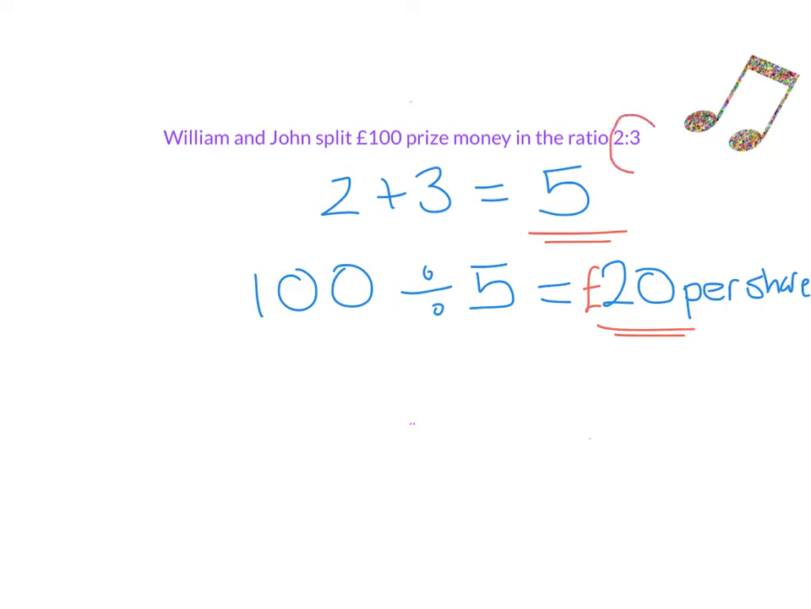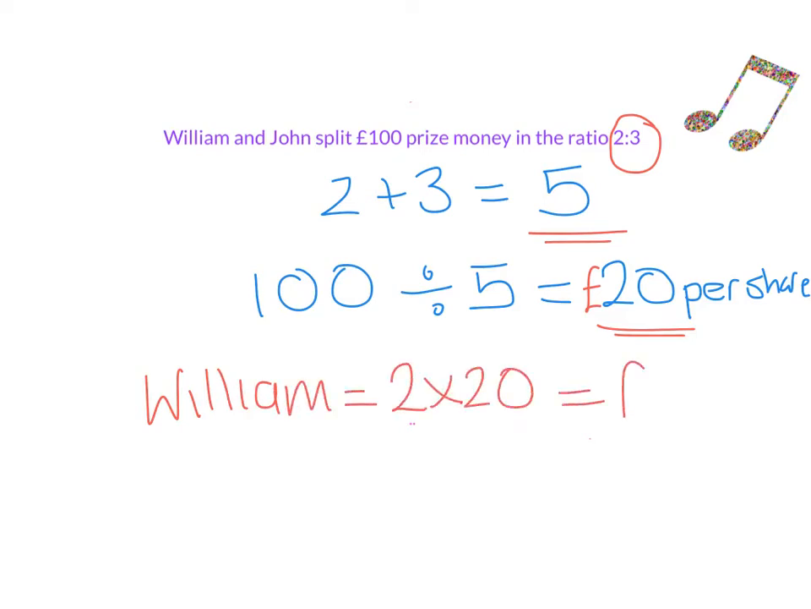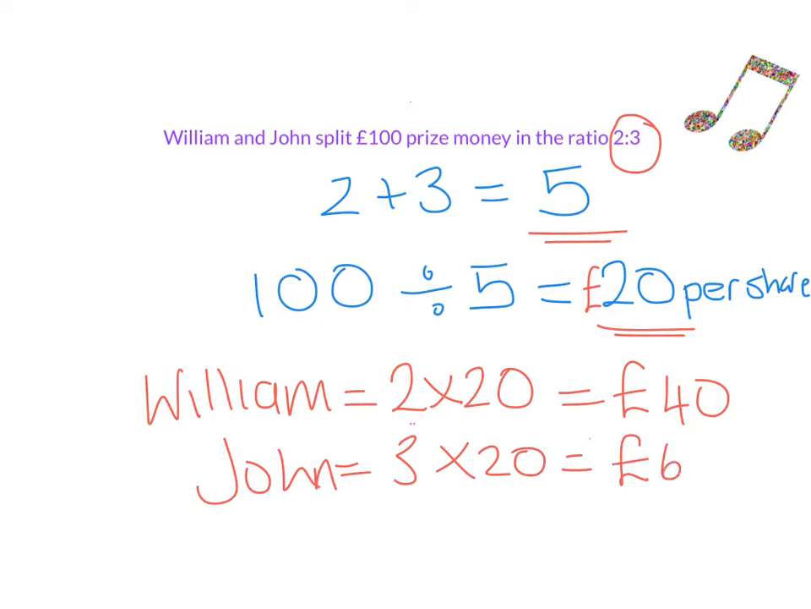So now we're going to take this ratio, and William is going to get 2 shares at £20 each, so he's going to get £40. And John is going to get 3 shares, at £20 each, so he's going to get £60. And then we're just going to check, does that make sense? 40 plus 60 is 100, and I had £100 prize money, so yes, I've divided it correctly.